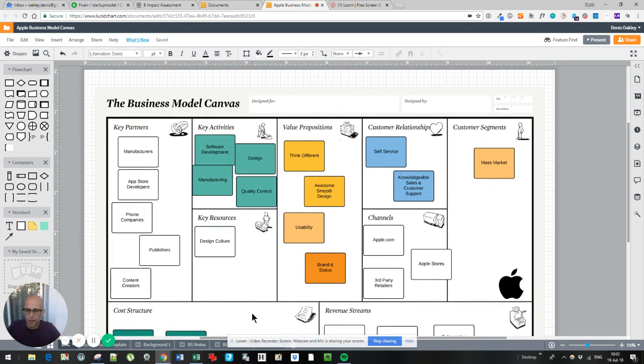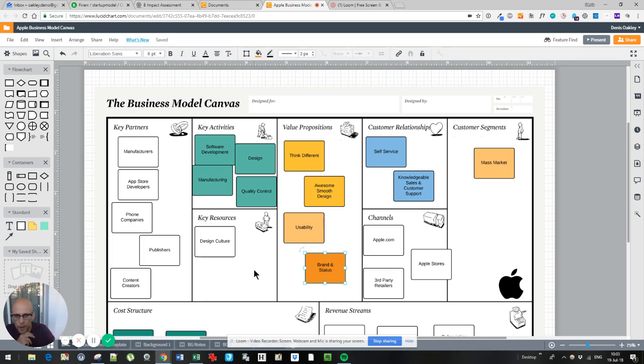So in many ways, the infrastructure part of your business model is all about how you deliver your value proposition. So all these parts of Apple's value proposition, think different, awesome, smooth design, usability, brand or status, somehow have to be created by Apple. And it's exactly the same with your value proposition. Otherwise, you're doing an amazing con job. You're creating something out of nothing for no effort. And that is absolutely brilliant if it does deliver value. So you need a back end to make this all happen.